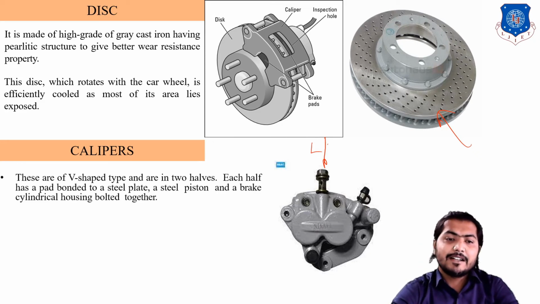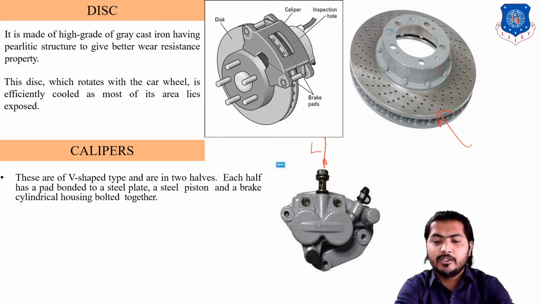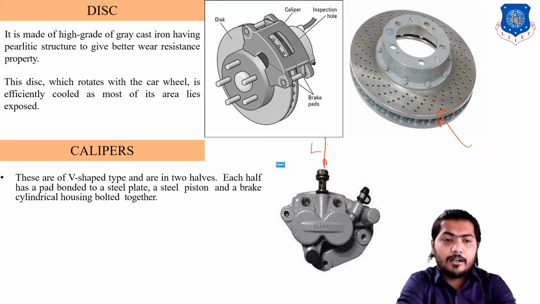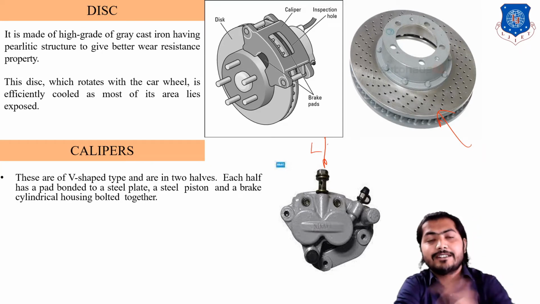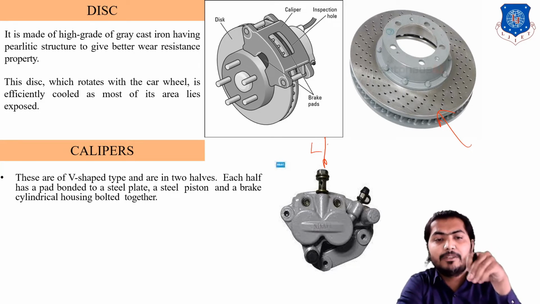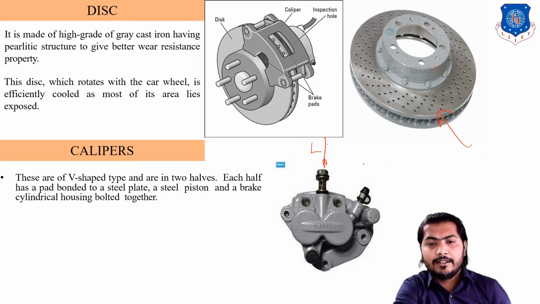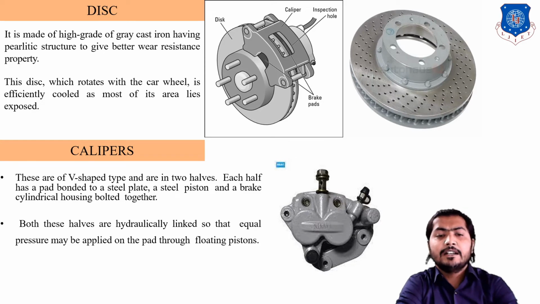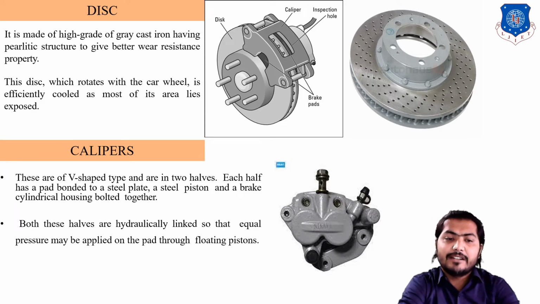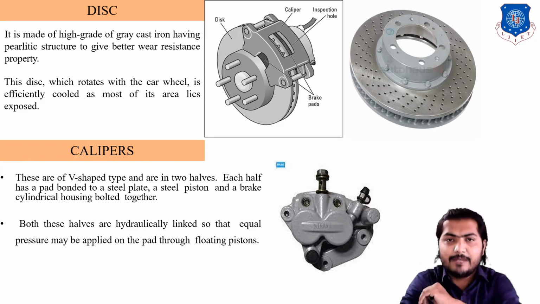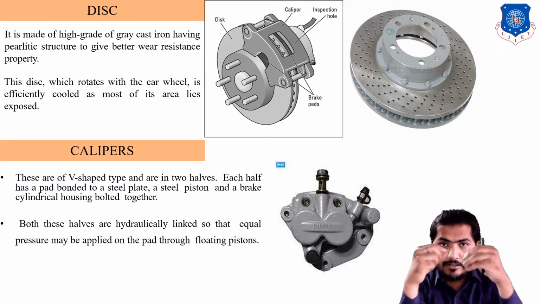Another is the V-shaped caliper, which has two halves, one on one side and the other on the other side. You can see it on your bike also. Each half has a brake pad bonded to a steel plate. In each half, the brake pad is connected to the steel plate, steel piston, and brake cylinder housing, all bolted together. In this diagram this is bolted with Allen key type bolts. Both are hydraulically linked so that equal pressure may be applied on the plate through the floating piston, because one piston is floating and the other is fixed, so pressure on the disc is applied equally.